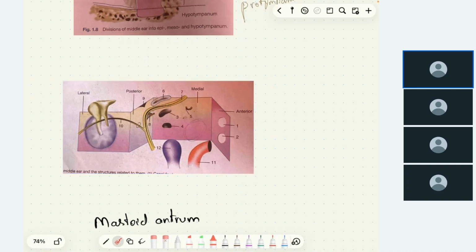Sorry, this is the whole window. I am not mentioning it. Aditus ad antrum is not given in this question. Sorry for marking wrong structures here. So above the pyramid, we have an opening called the aditus ad antrum, which connects the middle ear cavity with the mastoid air cells.